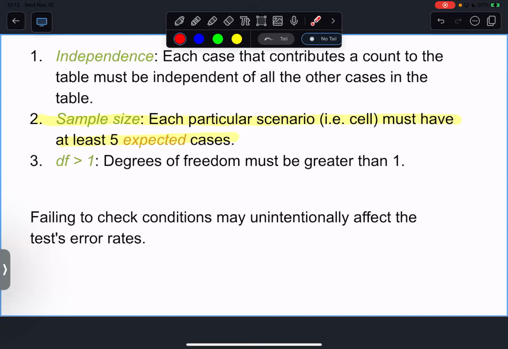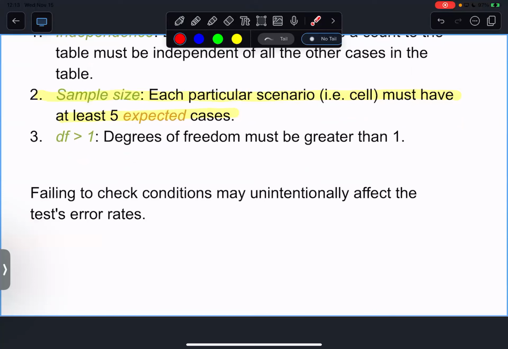Each cell or each group, you have to have at least 5 expected counts in each cell. Now we had 52,000 some odd expected in each cell, and so we're safe, right? That's greater than 5 across the board. So when you're dealing with small counts, then it's a problem.